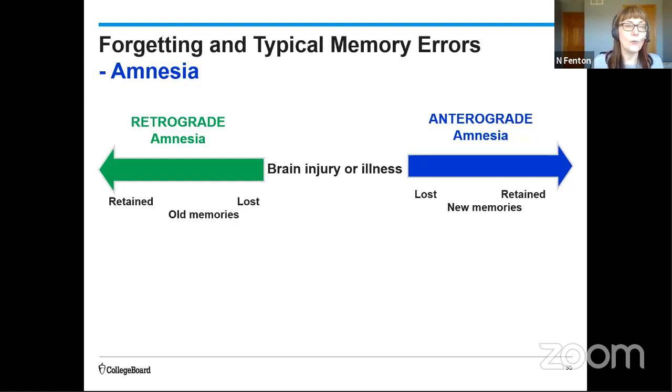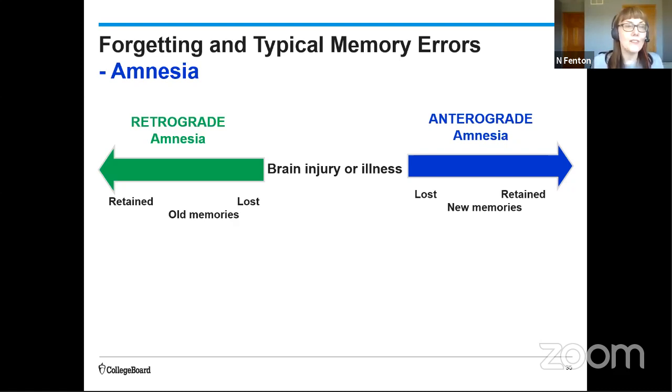And we have these two types of amnesia. So you have retrograde amnesia, which is a partial or complete inability to remember events that happened before the trauma or disease that caused the illness. And with anterograde, it's the other direction. It's the partial or complete inability to create new memories after the trauma or disease that caused the amnesia.